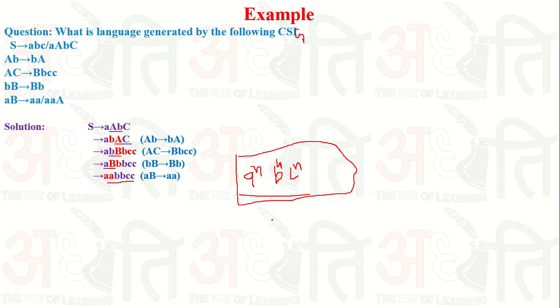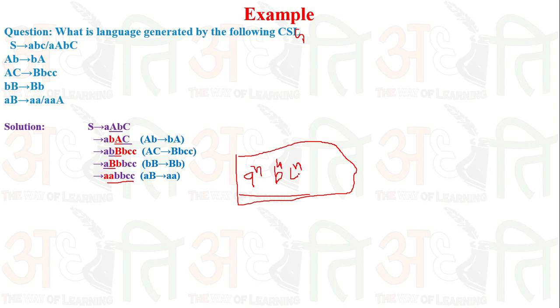One more thing, you cannot test it on a pushdown automata, because a pushdown automata can check only two conditions, can compare only two variables like a or b. So it cannot be compared by a pushdown automata. So the answer is this: this particular grammar generates a to the power n, b to the power n, c to the power n, a context sensitive language.